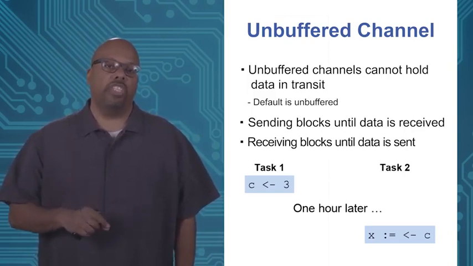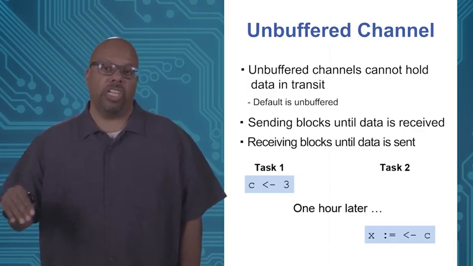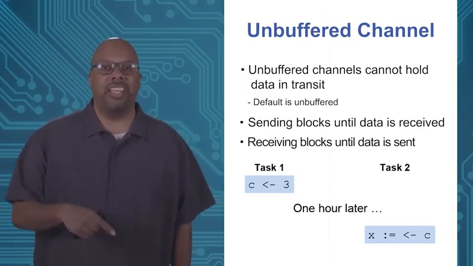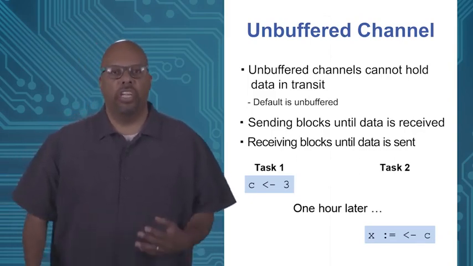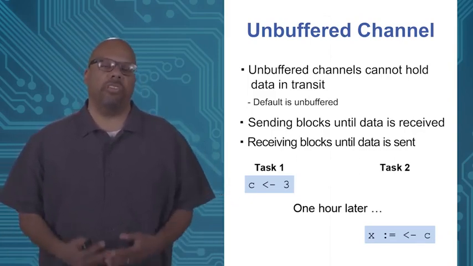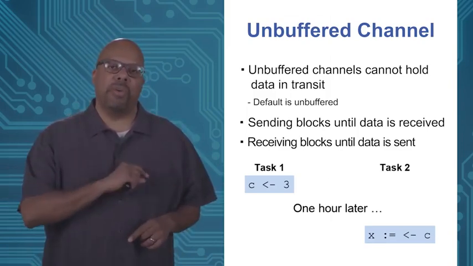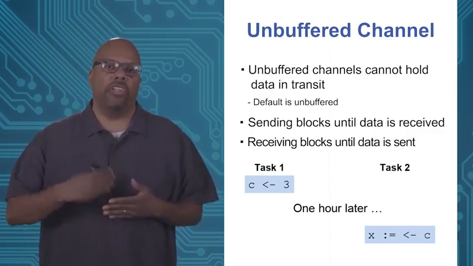So if it's an unbuffered channel, the send will block until the receive instruction happens in the other thread, and the receive will block until the send instruction happens. So either way, it has to do this because there's no buffering, by default. We'll talk about that in a second. But by default, there's no buffering, so you have to wait so that you don't lose the data.